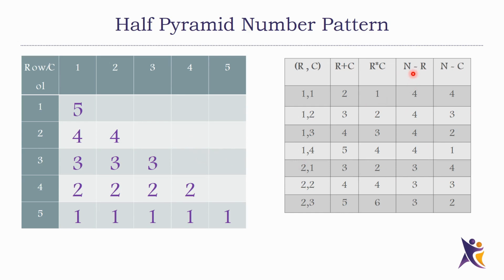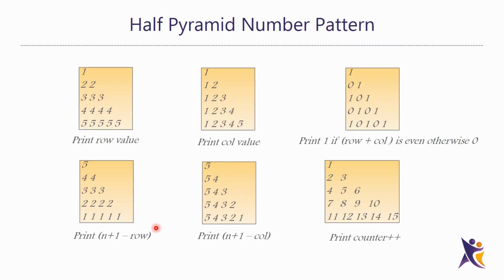So if you see this n minus r, right, for the first row it is 4, but we need 5 here, right? So for the first row, what I'll be doing is I'll use n minus r plus 1. So it will start printing 5, then 4. That's what we need, right? So that's what we have done here. For the first one, I'm just incrementing n plus 1, then decrementing by just subtracting a row number. So it will start printing row.